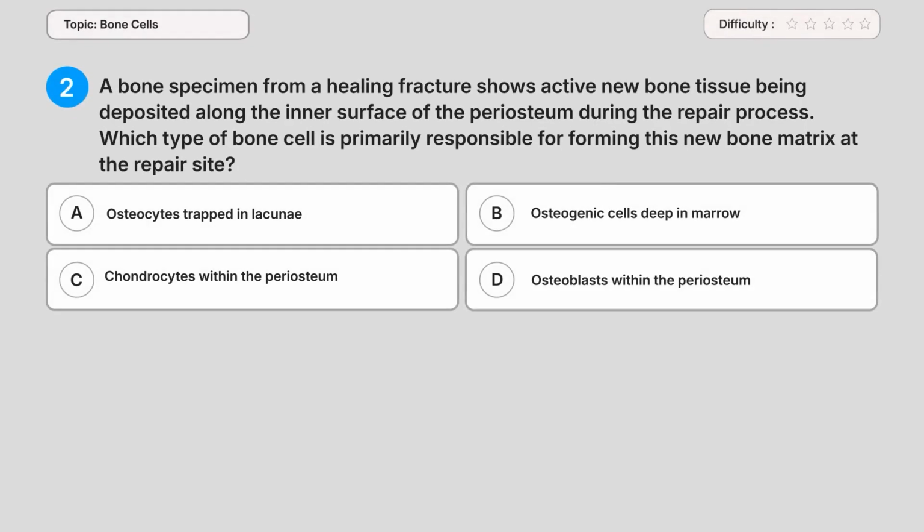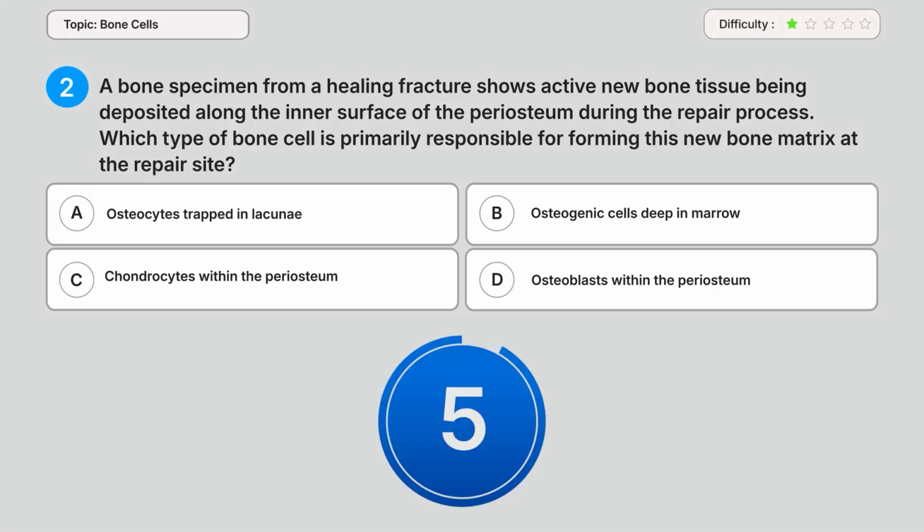2. A bone specimen from a healing fracture shows active new bone tissue being deposited along the inner surface of the periosteum during the repair process. Which type of bone cell is primarily responsible for forming this new bone matrix at the repair site? A. Osteocytes trapped in lacunae. B. Osteogenic cells deep in marrow. C. Chondrocytes within the periosteum. D. Osteoblasts within the periosteum. Do you know the answer?